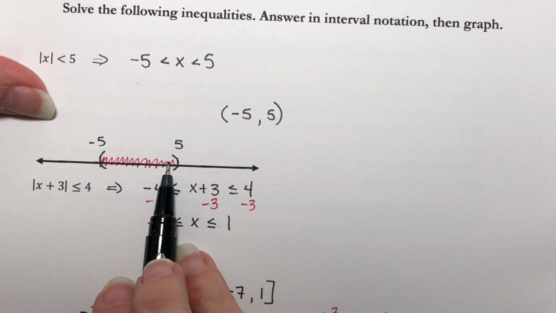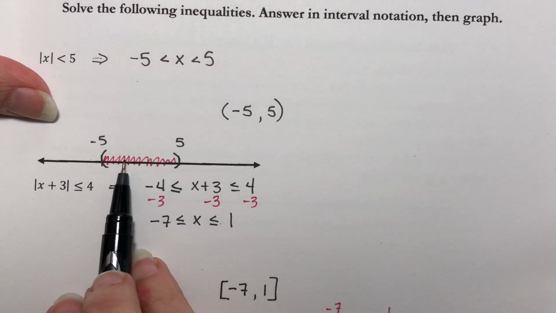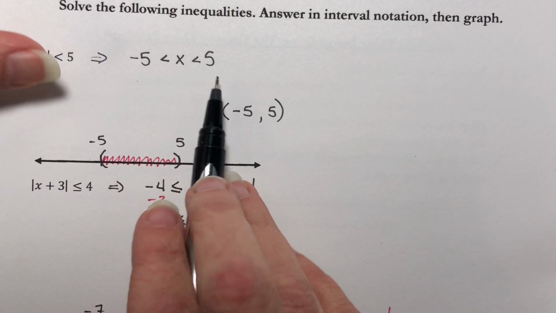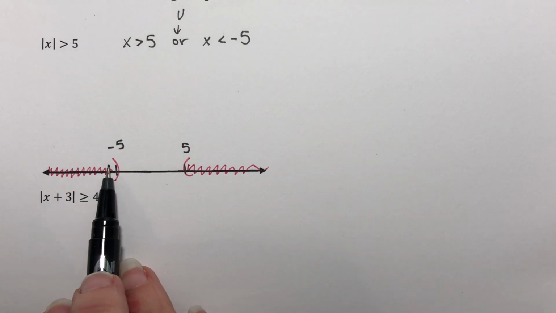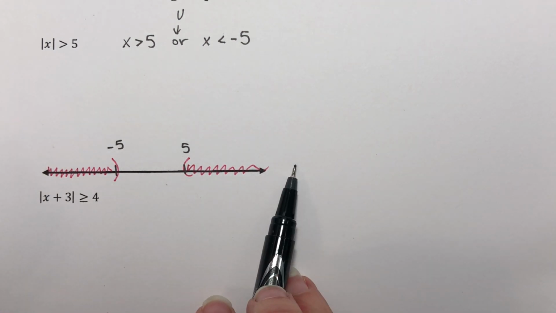Here we had the same 2 values. We had parentheses on both of them, but we were shading between them. We were looking for numbers that are between -5 and 5. Here we are looking for numbers that are outside -5 and 5, and we end up with an unbounded graph.